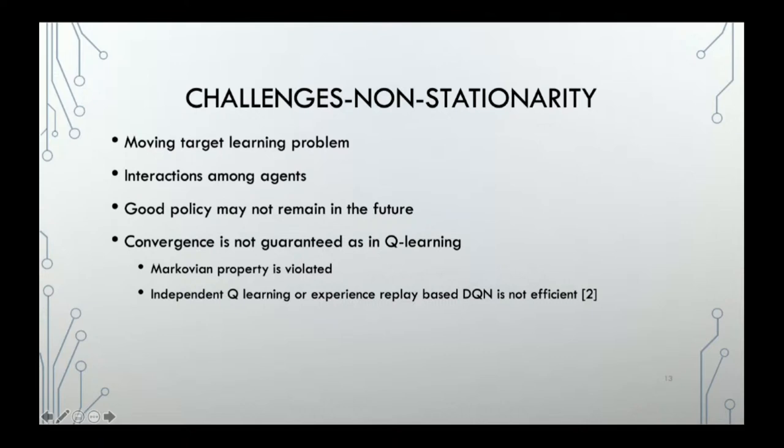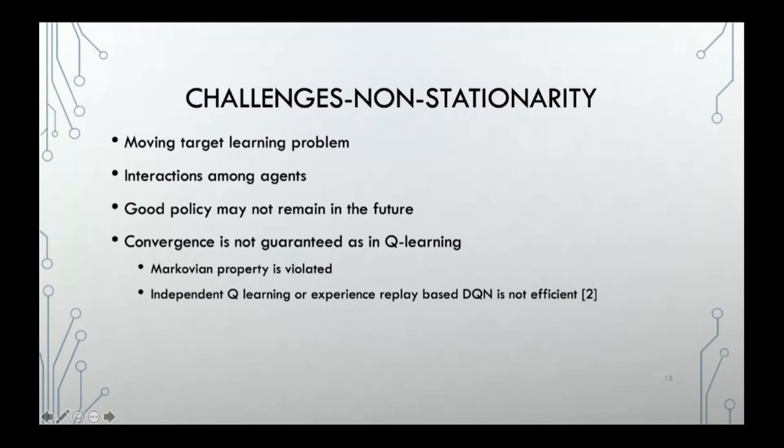And since all agents interact with each other, each interaction reshapes the environment, and this leads to non-stationarity of the environment. Long story short, the best policy of one agent can change as the other agents' policies change, which means a good policy may not remain good in the future.